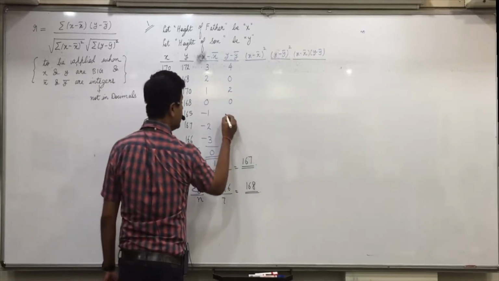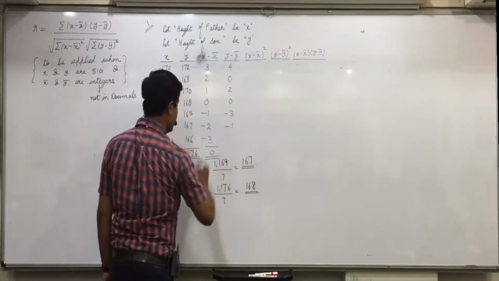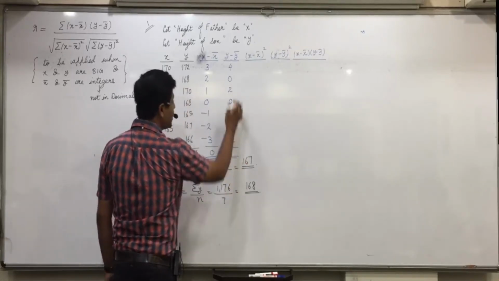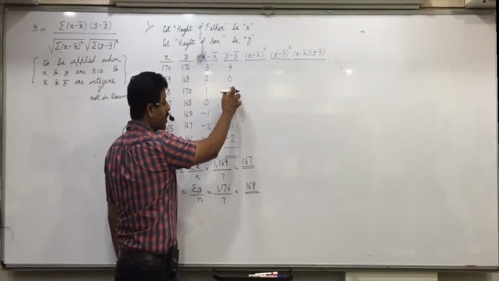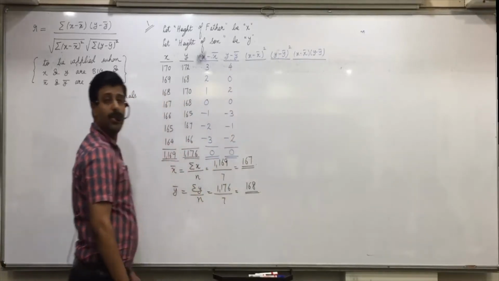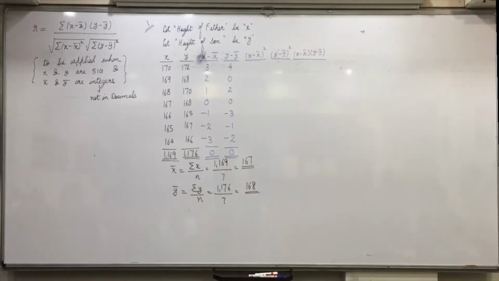165 equals minus 3. 167 equals minus 1. 166 equals minus 2. See, the positive is 4 plus 2. Negative is 3 plus 1, 4 plus 2. 6 minus 6 is 0. This means all the calculations are correct. Any confusion so far? Raise your hand who is not clear with the shortcut.